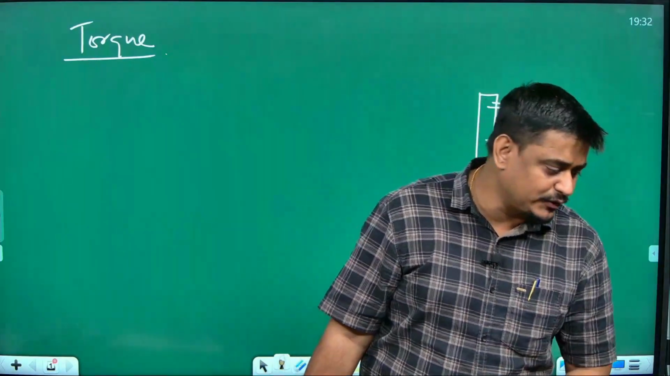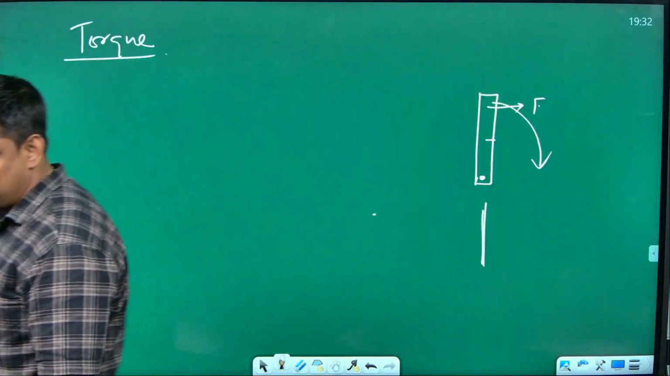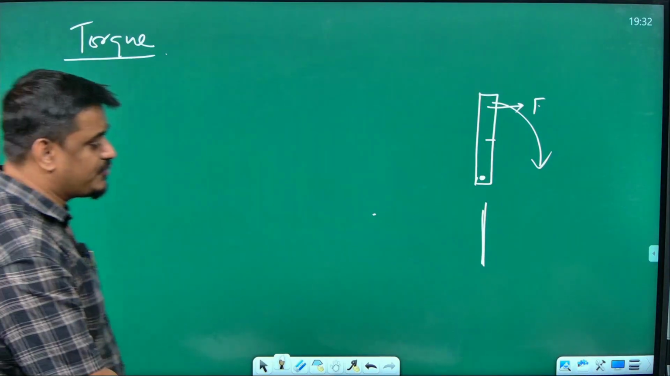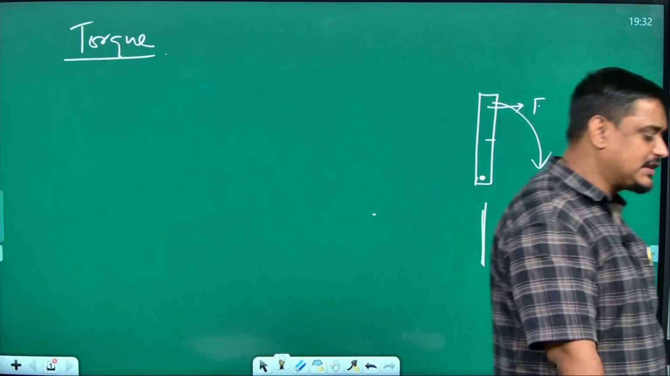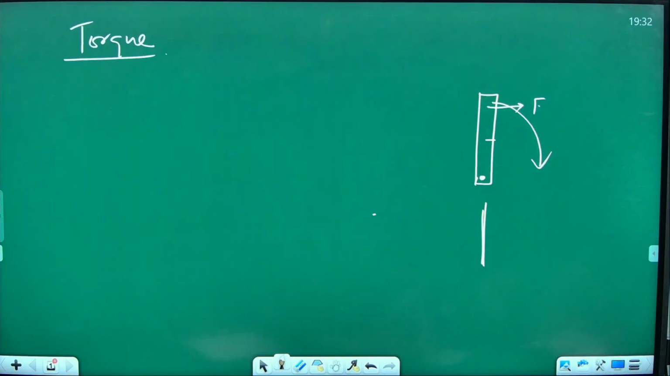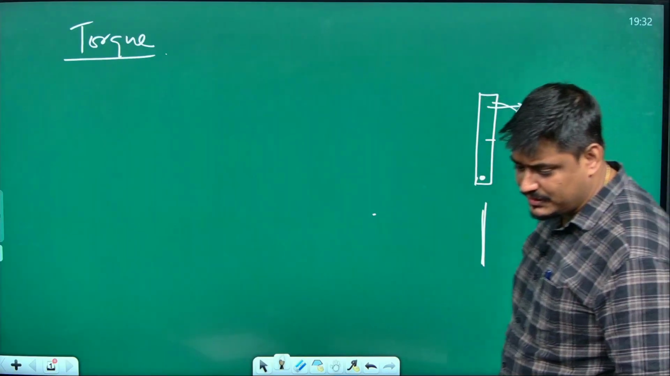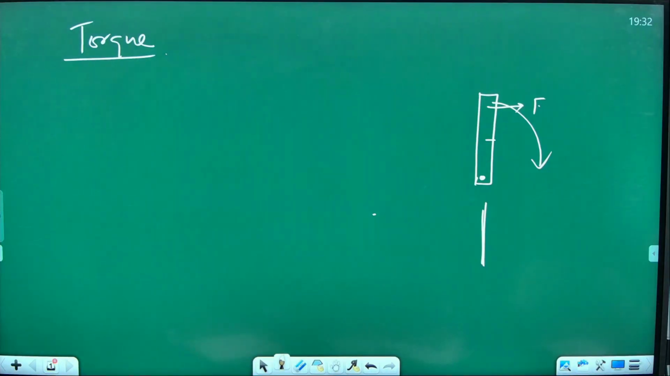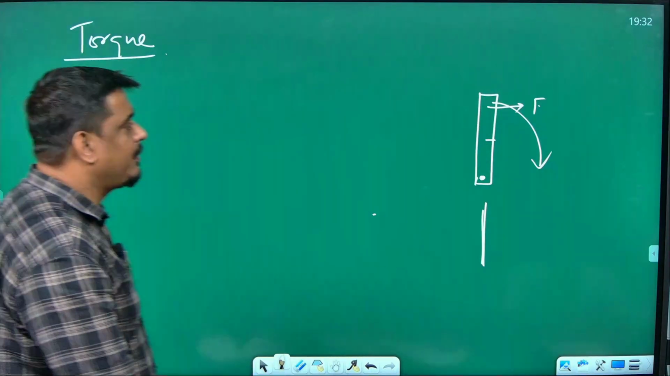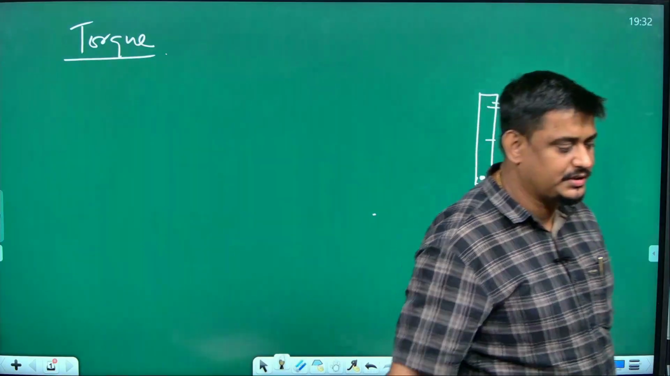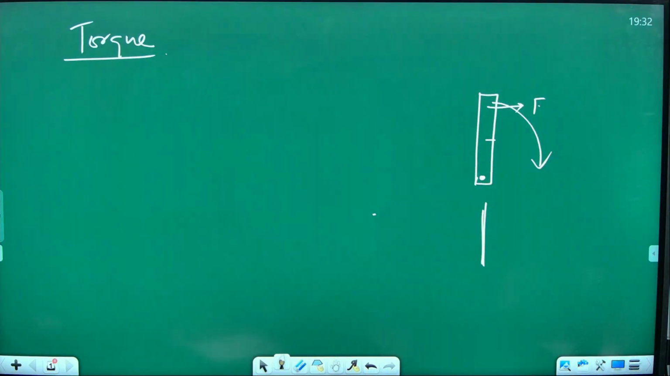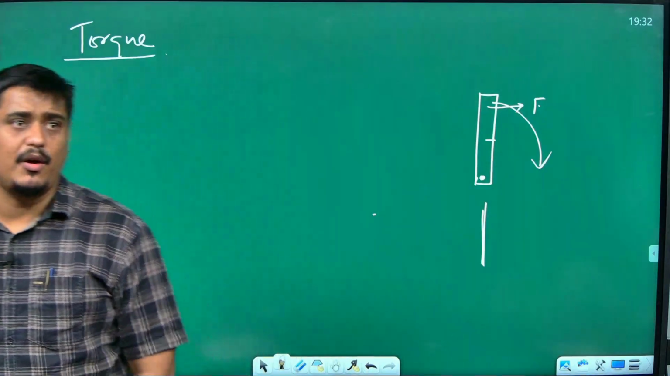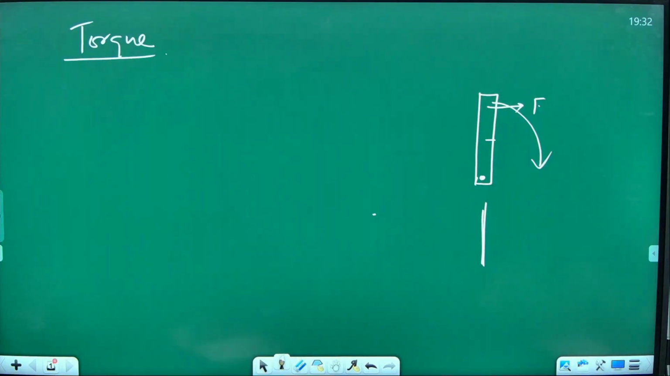Write that first, those who are writing for the first time. Torque is force capable of rotating an object. Layman's definition, don't write it in the examination. It is just to make you understand that it is a rotating force, a force which is capable of rotating an object. Force capable of rotating an object is called torque.